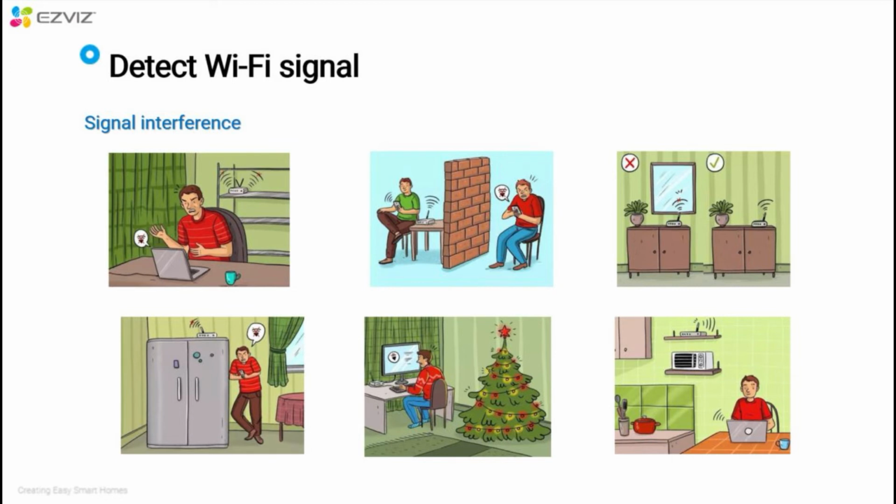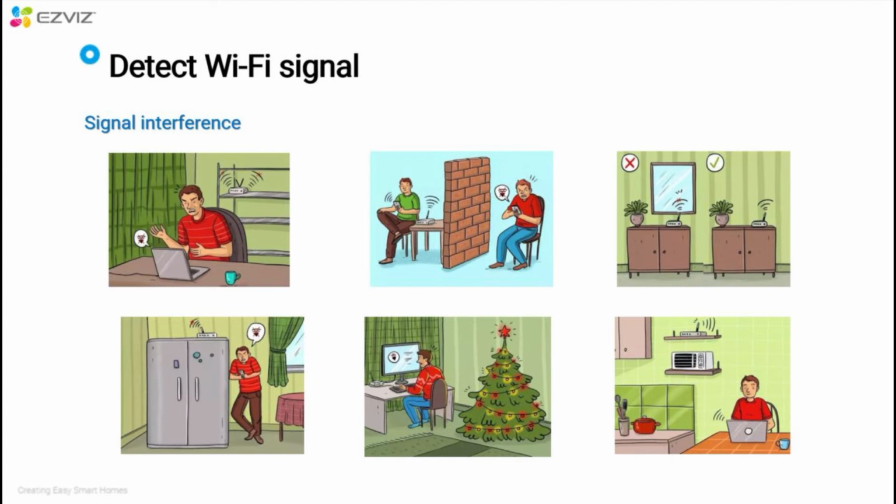Let's begin with the first picture. You can see the router is on the metal shell. So the metal is the main obstacle to cut off the signal transmission. And in the second picture, obviously the wall is the interference signal obstacle.